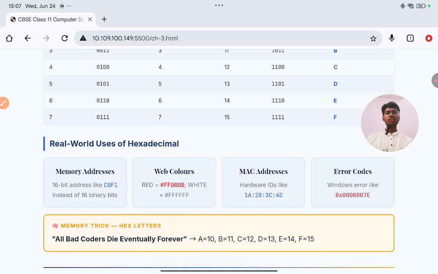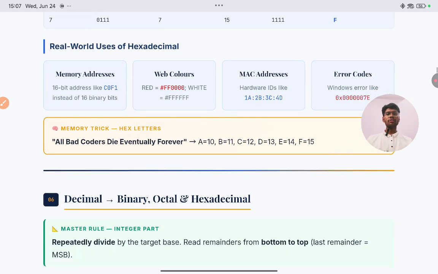What are the real world uses of hexadecimal then? Memory addresses, like 16-bit memory addresses. Web colors in CSS or fonts, if you have done that. MAC addresses, hardware IDs, error codes. So these are the uses of hexadecimal.